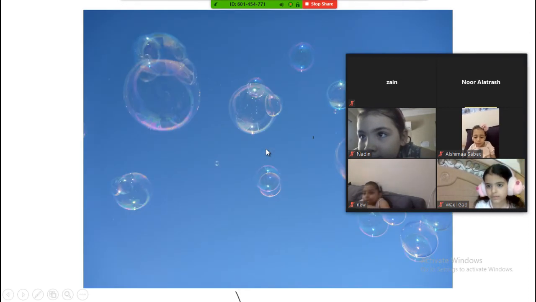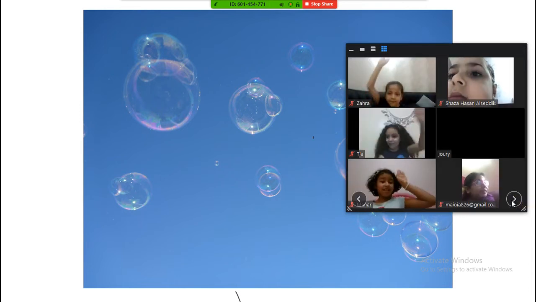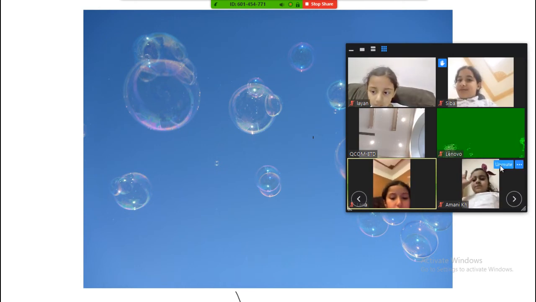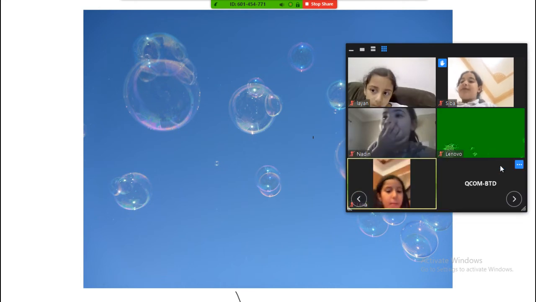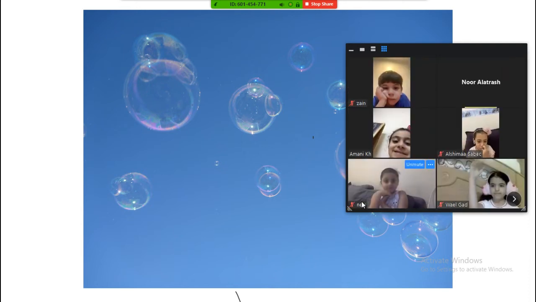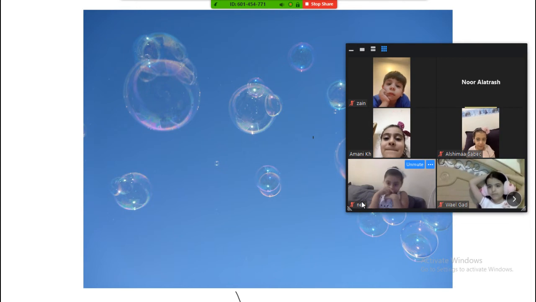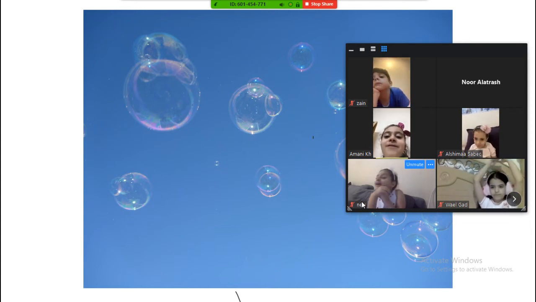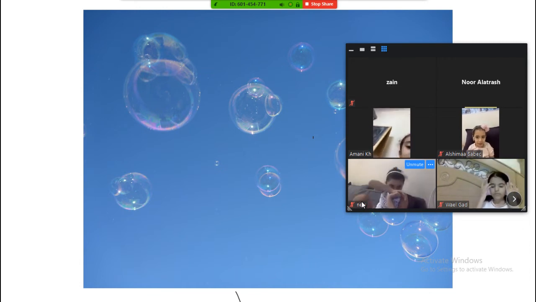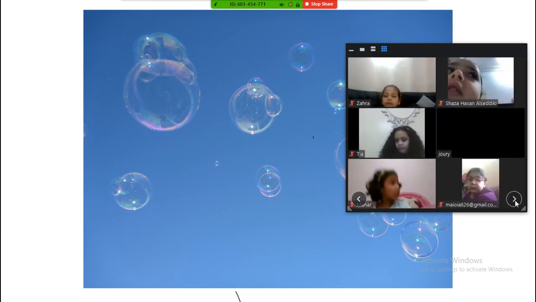Now, what about the matter inside the bubbles? What kind of matter is it? Let me see hands. Yasmin, what kind of matter is inside the bubbles? Gases. Excellent. Gas is inside the bubbles. Does gas have its own shape? No. What does it do? Say after me: it fills the space of the container. It takes the shape of the container. It doesn't have its own shape. Okay?